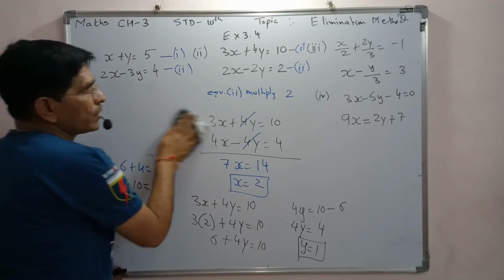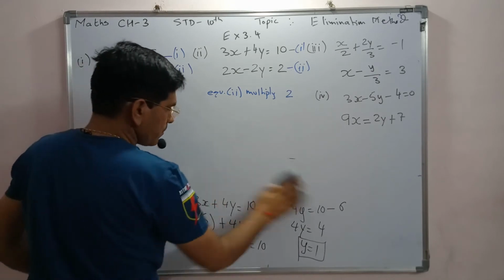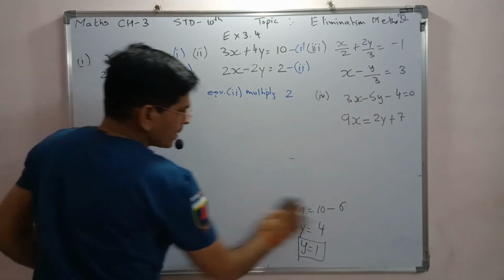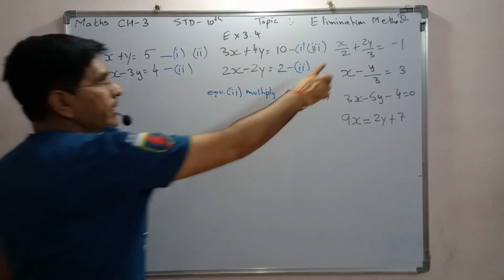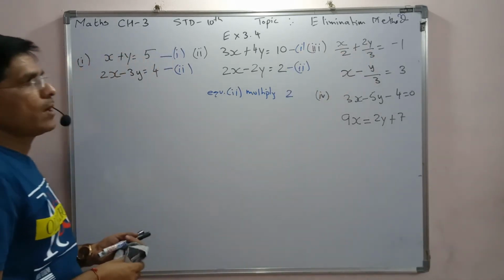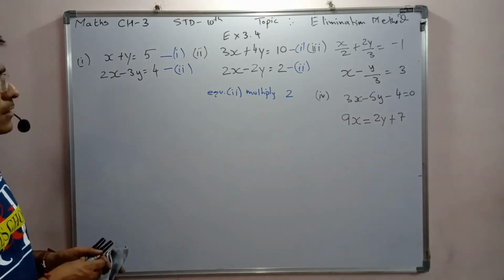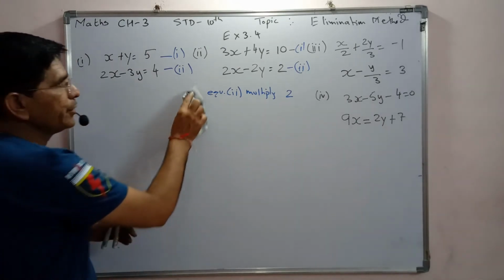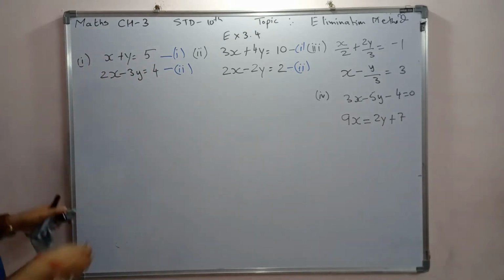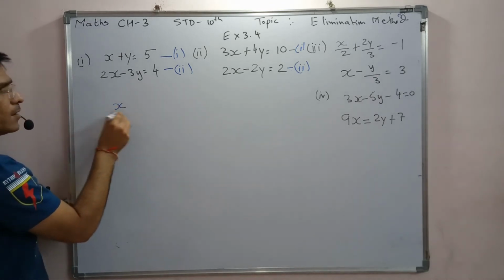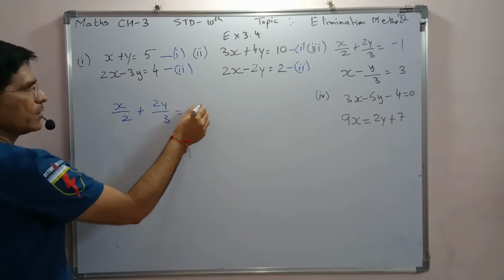Now we want to check more sums related to the elimination method. In this sum there is a denominator term. So how we can remove the denominator is important for us. The equation is x by 2 plus 2y by 3 is equal to minus 1.